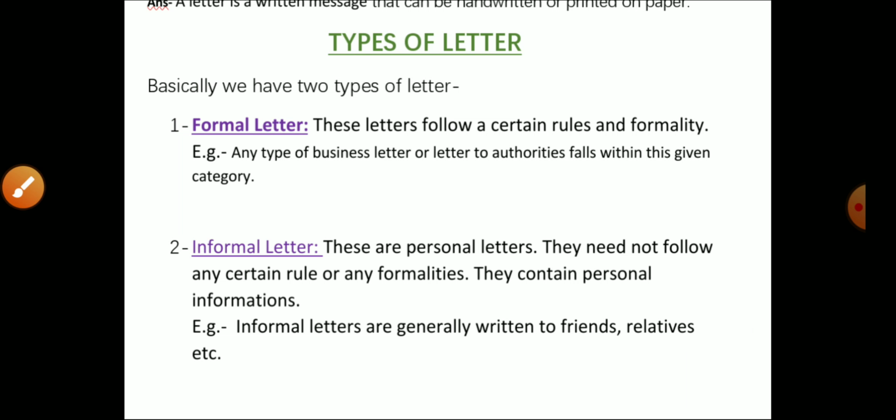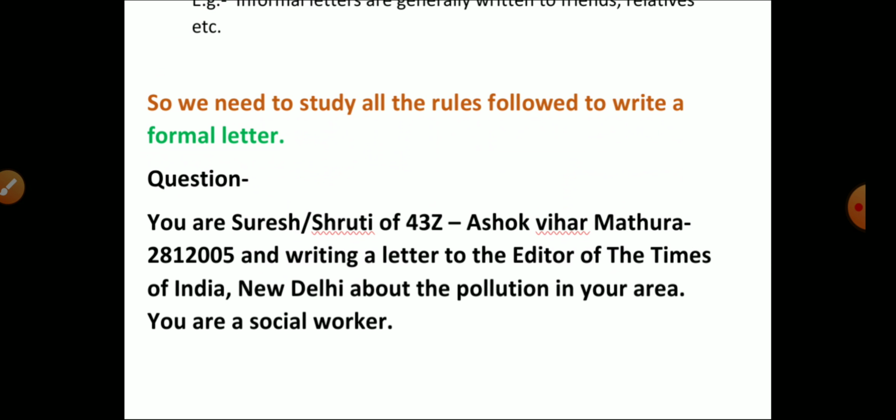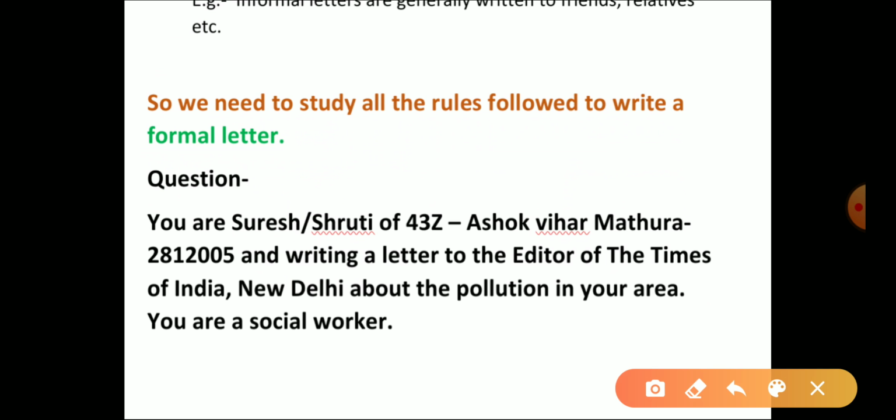Okay, done with the letter. Now move to the question first. We need to study all the rules followed to write a formal letter. Then find out the question. You are Suresh/Shruti. First of all, we have to understand the question very well so that we can figure out each and every part of it. If you are a boy, then you will write Suresh, and if you are a girl, then you will write Shruti.